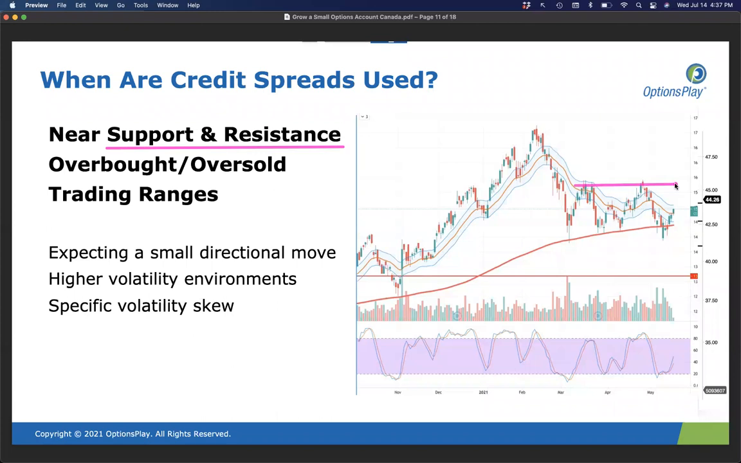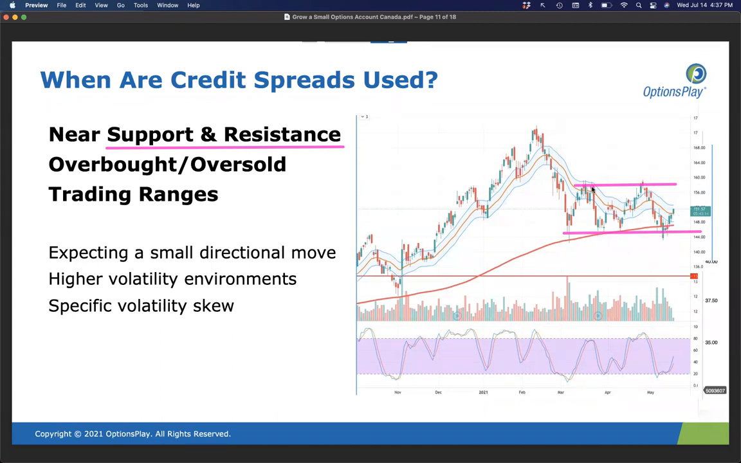So if you identified that a stock is trading within a trading range, or support or resistance levels, when it reaches that support level, those are your opportunities to sell that credit spread. As long as the stock changes direction and moves in the direction that you expect it to, it doesn't really matter whether it moves a little bit in that direction or a lot, you'll be profitable.